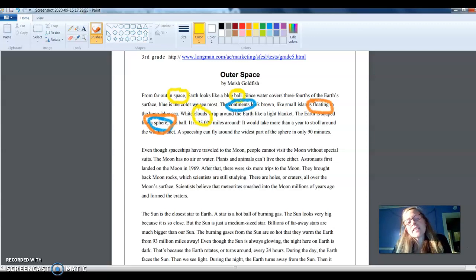So hopefully you can see the example and how I think through what a tier one and a tier two and a tier three word would be.